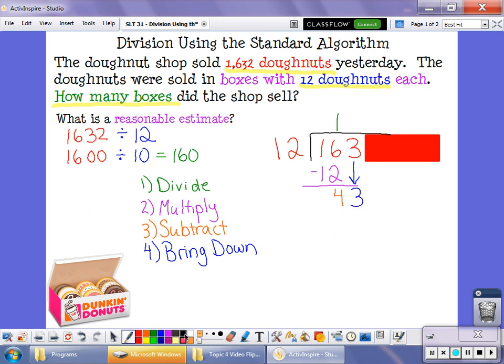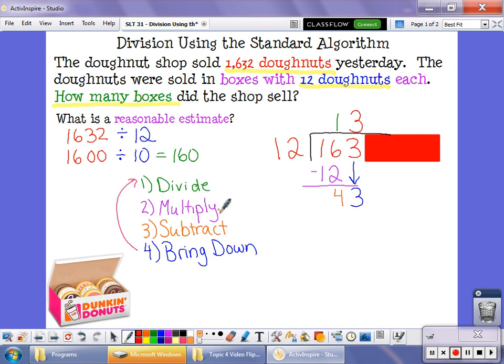And it's time for me to go back up to my first step, which is divide. So how many times can 43 be divided by 12? Well, I know that 12 times 2 is 24. I know 12 times 3 is 36. And I know 12 times 4 is 48. 48 is too big. I couldn't subtract that because it's bigger than 43. So I'm going to say this will go in 3 times. So when I divide, I get 3.